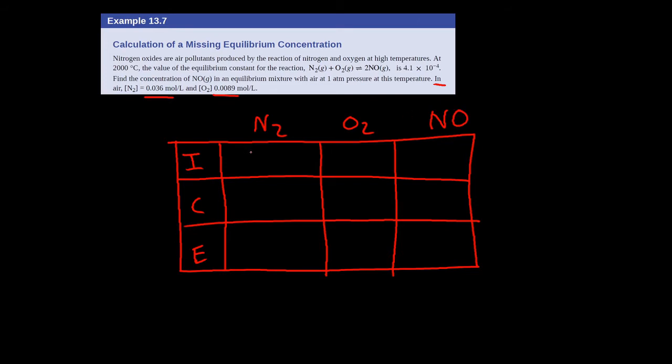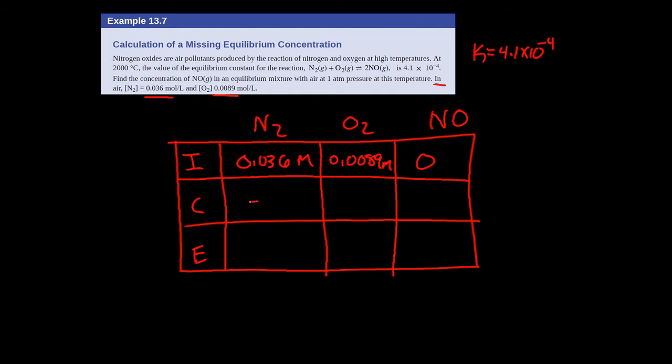So, we were told we're starting with 0.036 and 0.0089, and we have none of that. And we're also told that K is 4.1 times 10 to the negative 4. So, in this situation, because we have no equilibrium information other than the constant, we will be using x.